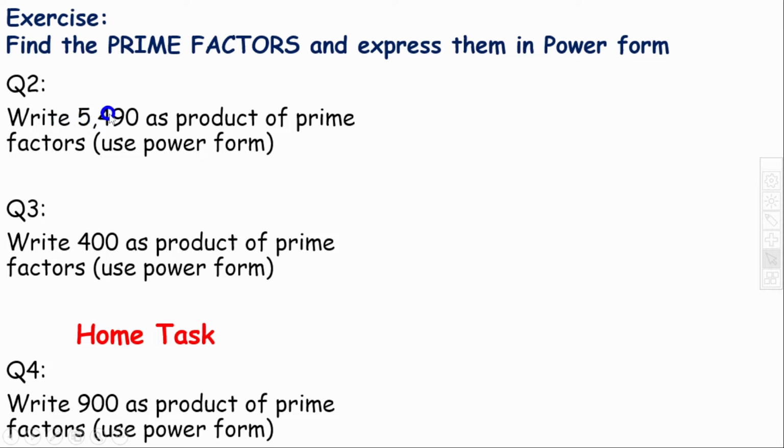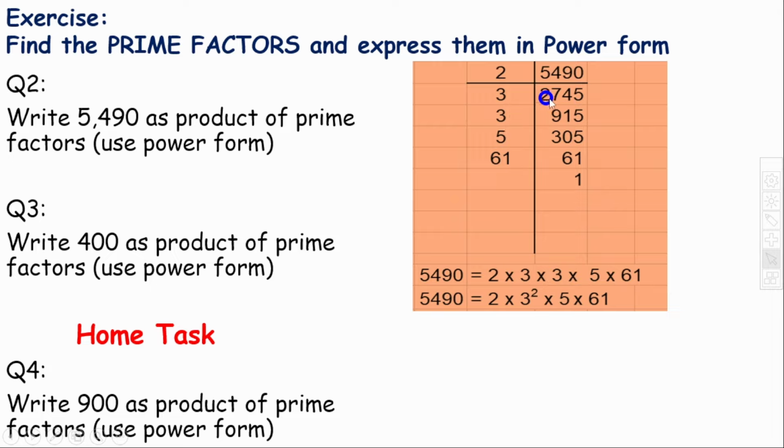Write 5,490 as a product of prime factors. So this is the answer. First of all, you write 5490 inside and you ask yourself, what prime number can I use to divide this number without a remainder? If you check the very last digit, if it's an even number, you can use 2. So 2 is the smallest prime number. Let's try it because it ends with 0.